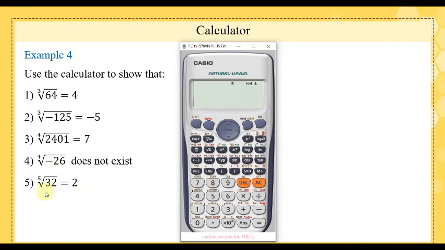Number 5, fifth root of 32, we press shift, nth root, 5 for the index, and 32 for the radicand, and then equals, we get 2.